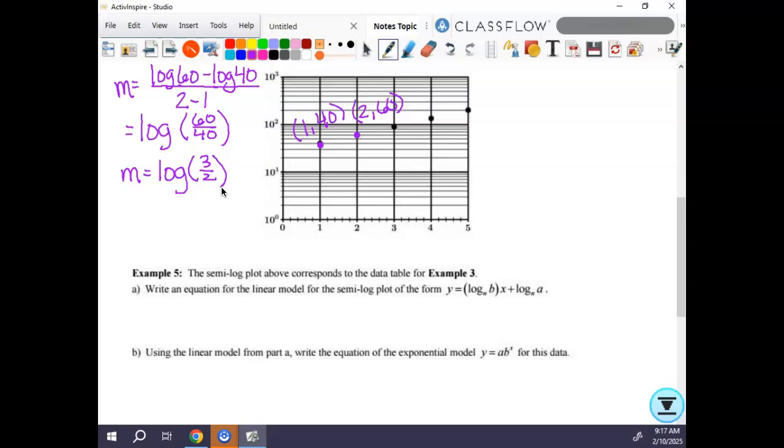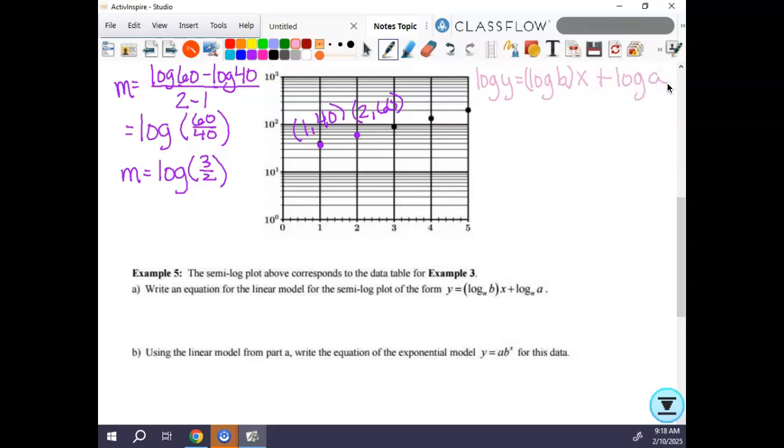Now, this is going to look weird because it has all these logs in it, but just think lines. It's just lines, and we put the word log in it. It is no big deal. I want to now find the b part. Well, that is my b, but I want to find my y-intercept. So I'm going to use, here, let's just write this down. So log of y equals log of b times x plus log of a.